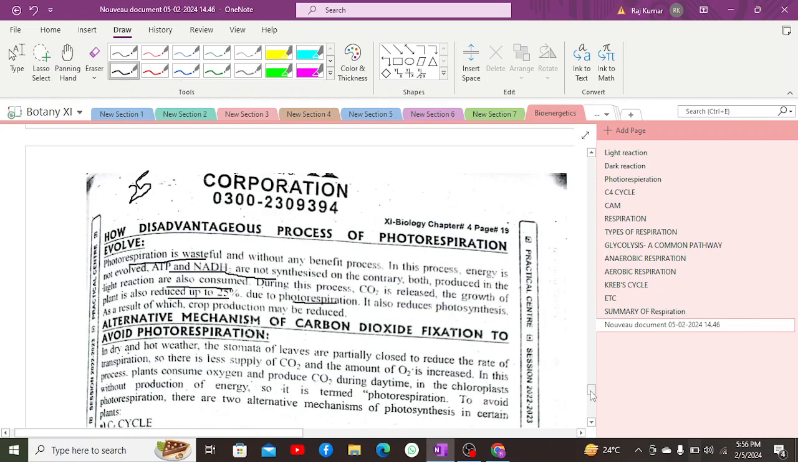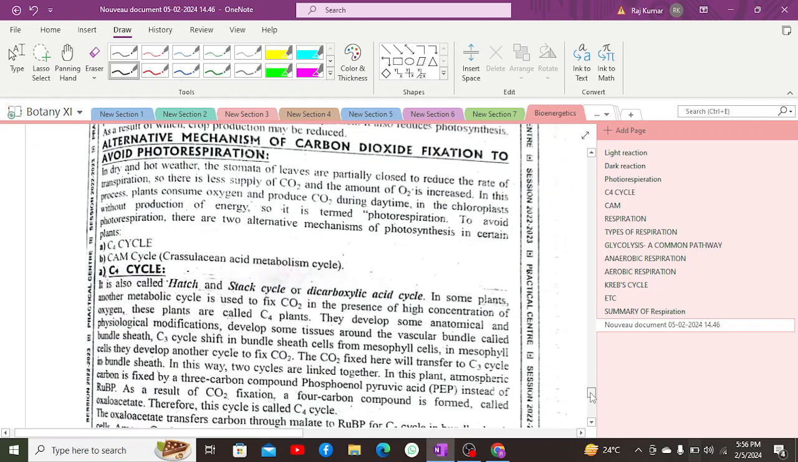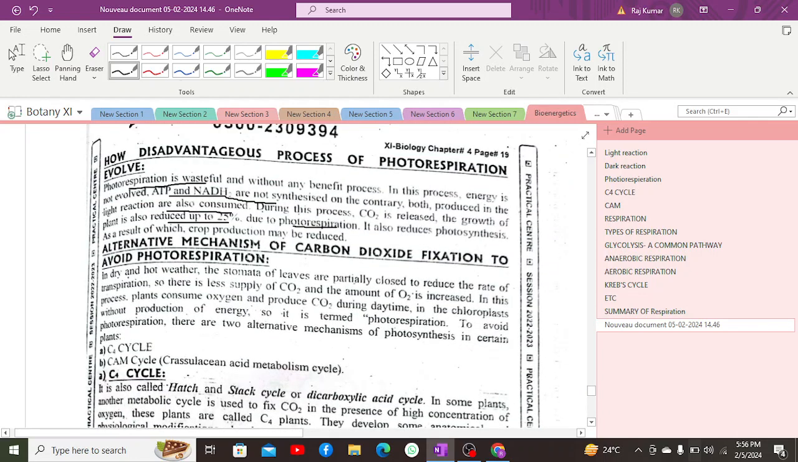So these are some disadvantages of it, which is why there are some alternative mechanisms in order to withdraw it. In dry and hot weather, the stomata of leaves are closed to reduce the rate of transpiration, and this occurs through the abscisic acid hormone, which causes the stomata to close, due to which it reduces the rate of transpiration.